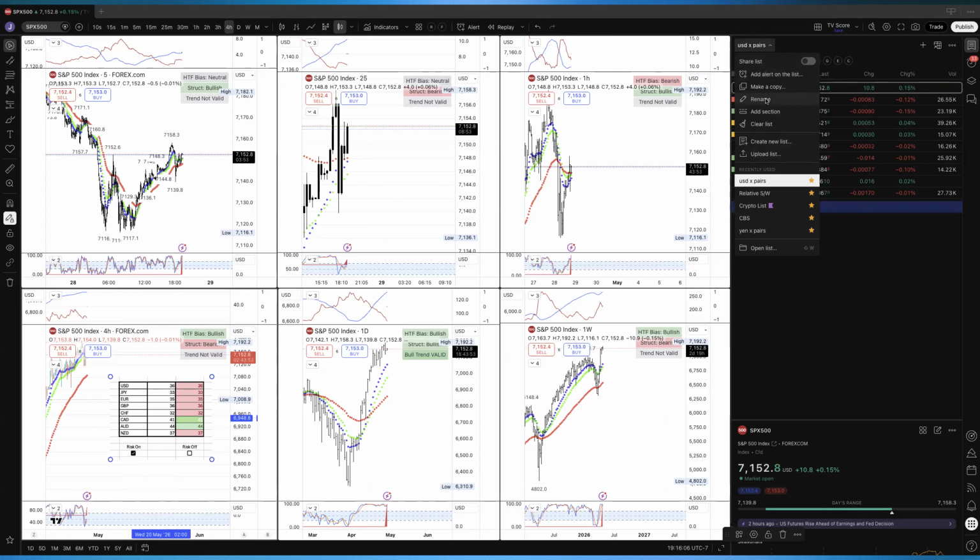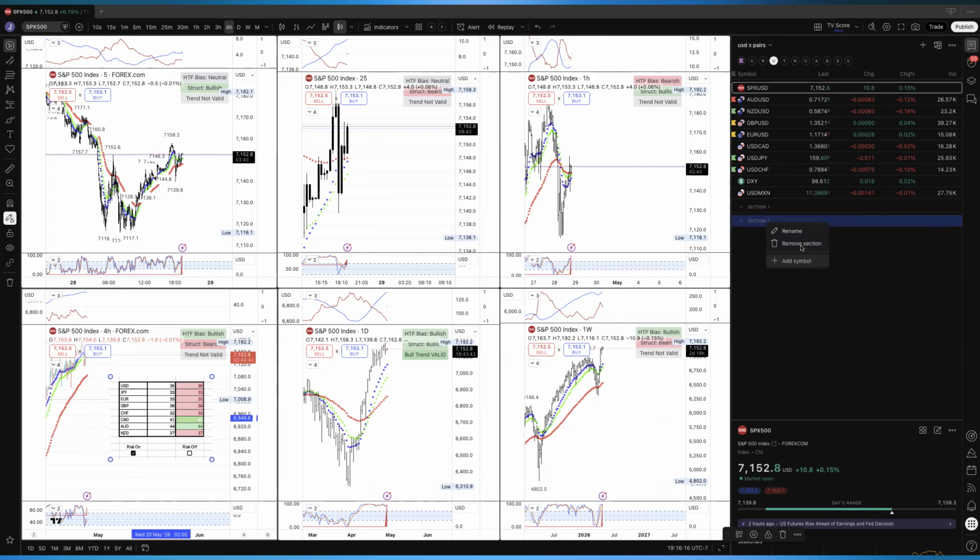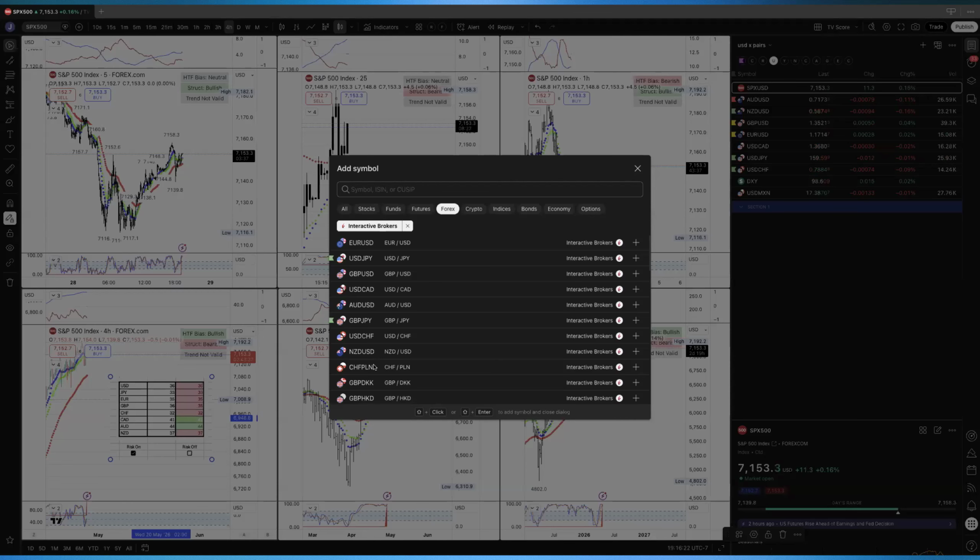You can rename the list like I did with relative strength watch list or the crypto list. You can favorite your list. You can add sections to your list. I'm gonna need to add a section to my list because I need to add some symbols for Interactive Brokers.